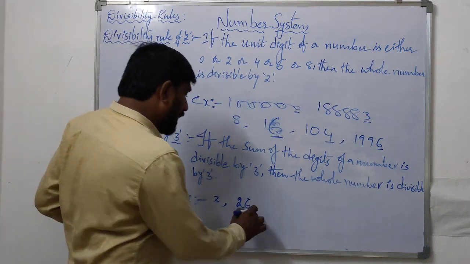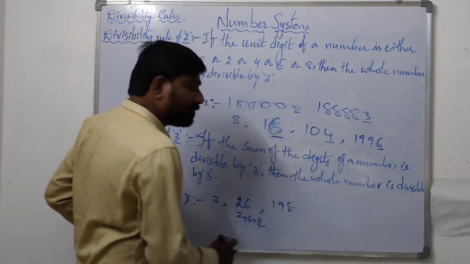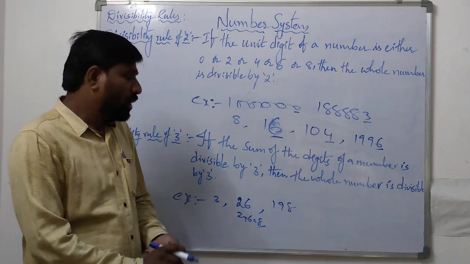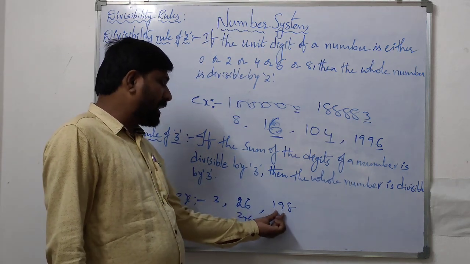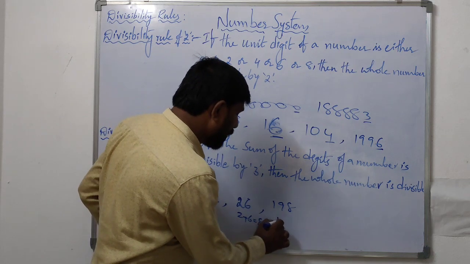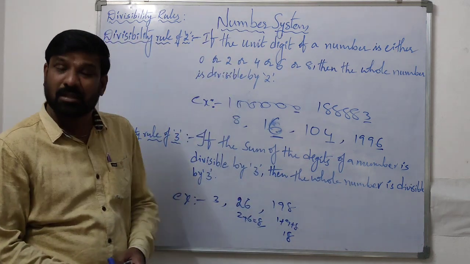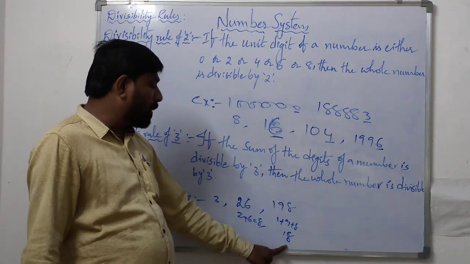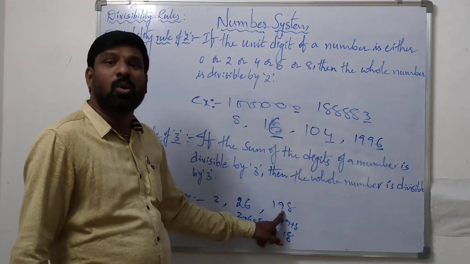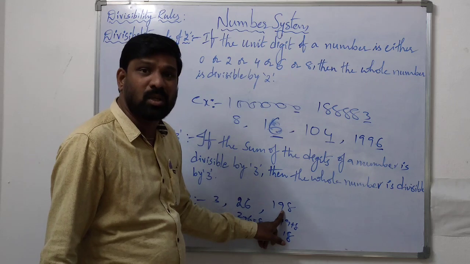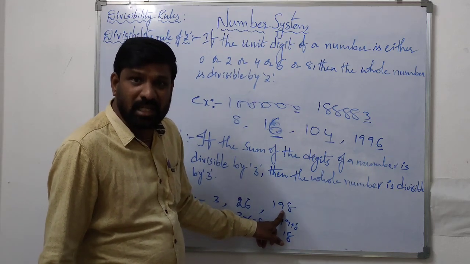Clear? Like this, suppose 198. A 3-digit number. You take 1 plus 9 plus 8. 1 plus 9, 10. 10 plus 8, 18. 1 plus 9 plus 8 becomes 18. Will 18 be divisible by 3? Yes. So once 18 is divisible by 3, we can say that the whole 198 will also be divisible by 3. Is it clear to everybody?